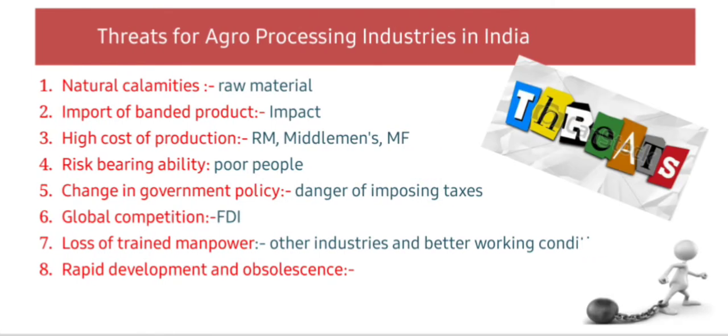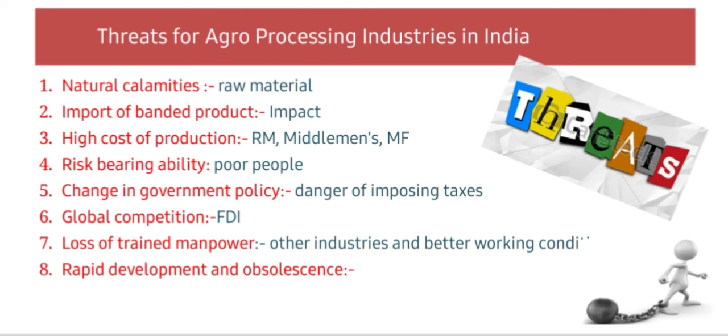The natural calamities are a threat to the processing and production industry. Import of banned products. Certain products are banned, so that again is a threat to the processing industries, because some of the items for the processing have to be imported from some nations, some countries, which are being banned, which drastically affects the processing industry.